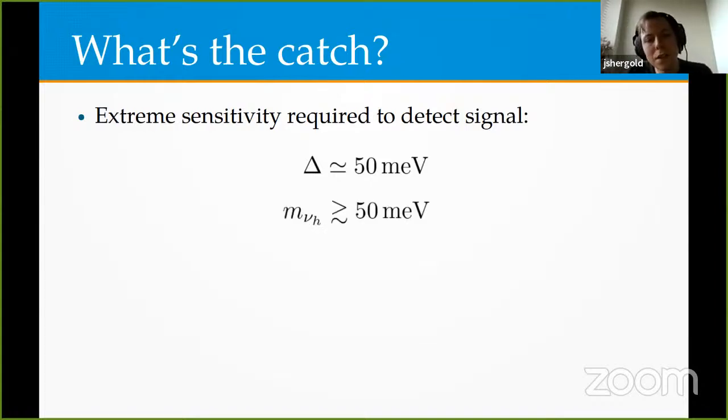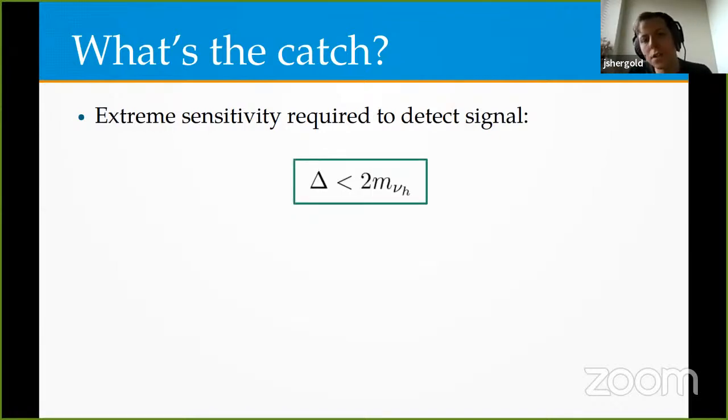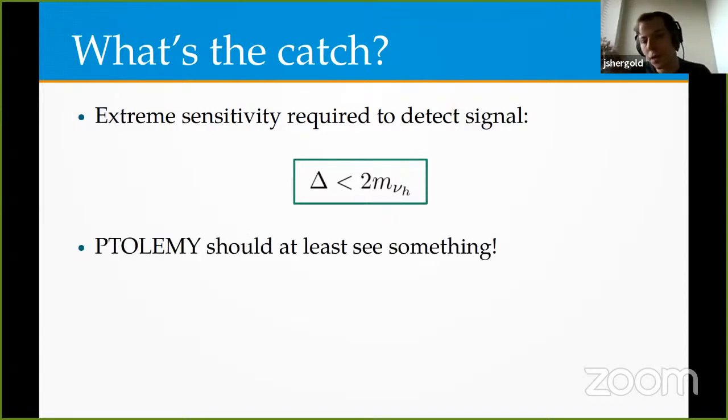We know that the heaviest neutrino mass, even if the lightest neutrino is massless, has to be at least 50 milli-electron volts. So this condition of the energy resolution being less than twice the heaviest neutrino mass should always be met. So Ptolemy should always see something. They should always be able to at least resolve the peak in this spectrum that I showed you due to the heaviest neutrino state.